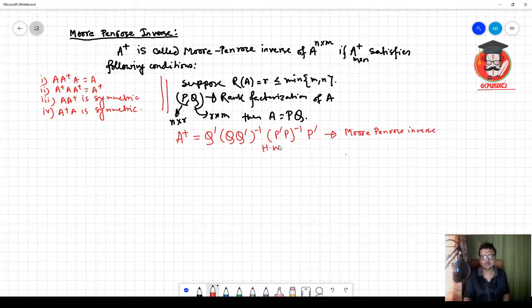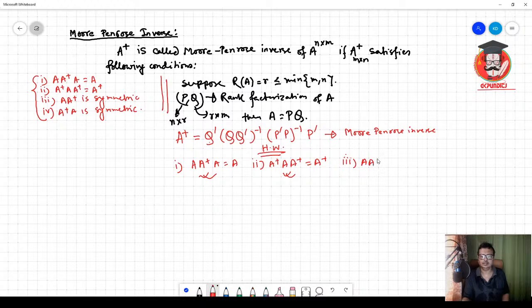This is homework. So proving A plus, that is Q prime QQ prime inverse P prime P inverse P prime, is a Moore-Penrose inverse, you need to check all these 4 conditions. That is, condition 1, this equal to this, you should check this one. You also check this part, where A is defined as Q prime QQ prime inverse, etc. And you also check this is symmetric, and this is also symmetric. So you need to check all these 4 conditions. So this is your homework.